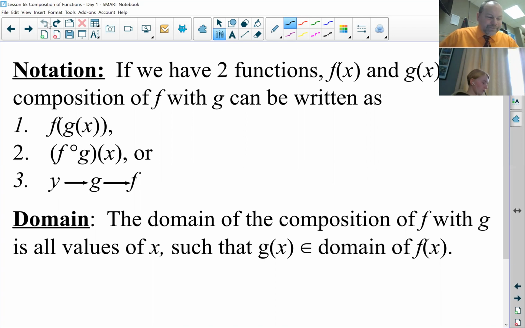For the domain, it's again a little bit different. So the domain of the composition of f with g is all values of x such that g of x is in the domain of f. And we'll take a look at it with examples because I think the definition by itself is pretty difficult to understand. But once you see it in practice, it should hopefully make a lot of sense.